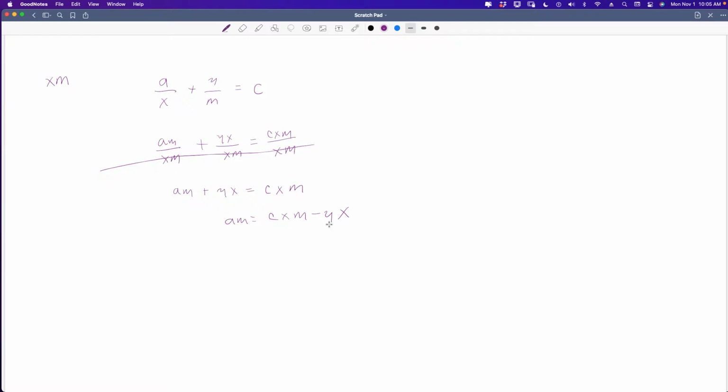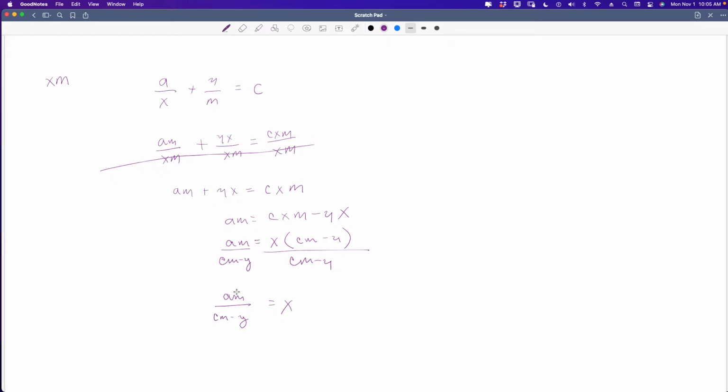And then we would be able to factor out the x. To solve for x, we would say am equals x times cm minus y, right? Then we could divide both sides by cm minus y, and we would get am over cm minus y is the value of x. So we can use these abstract values. We don't have to have a single coefficient in order to solve for any specific term that we designate.